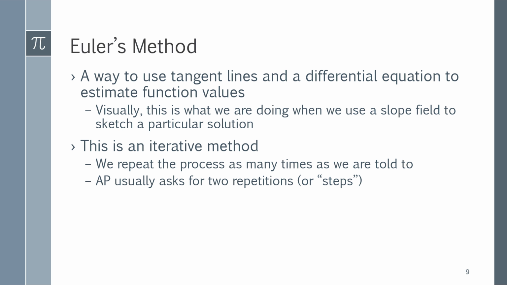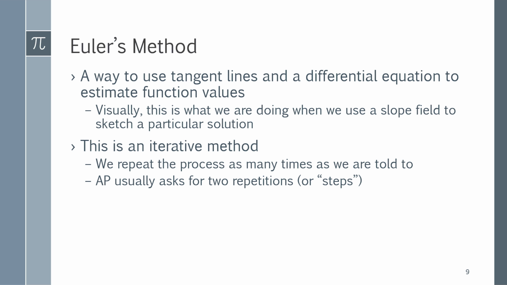So, final part for this section is a BC-only topic called Euler's method. This is a way where we can use tangent lines and a differential equation to estimate function values. There are times in which we may have a slope field, we may have a differential equation, and we want to say, hey, from this, I know I can sketch an estimate of a particular solution, but I want to be able to use that sketch to calculate an estimate for a function.